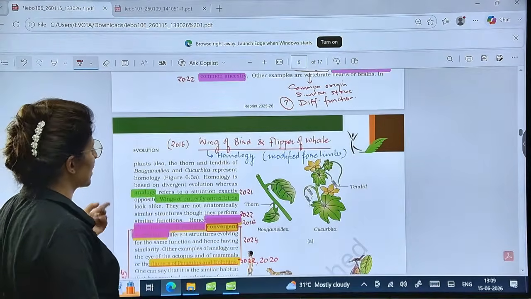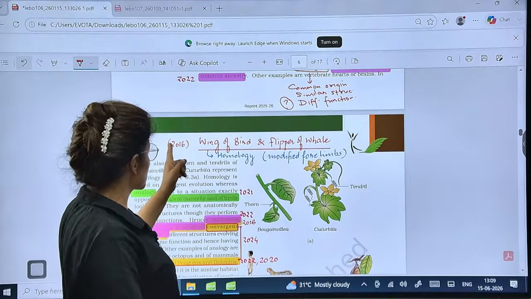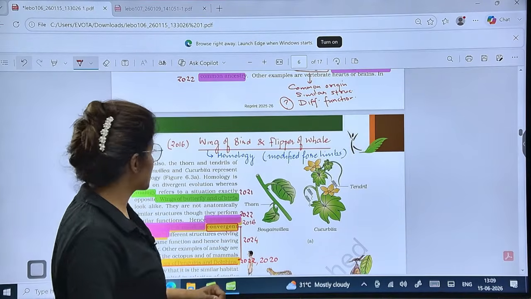Second line, homology indicates common ancestry. This has already been asked. Then wings of birds and flipper of whale indicate homology. This was asked in 2016. Modified forelimbs. Clear?